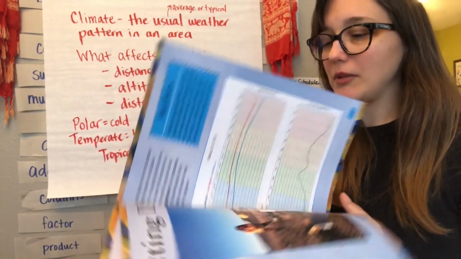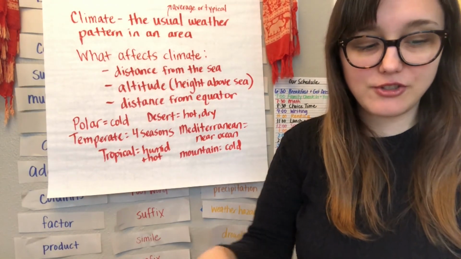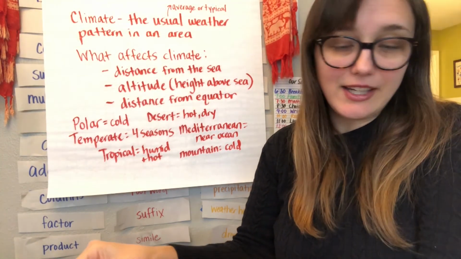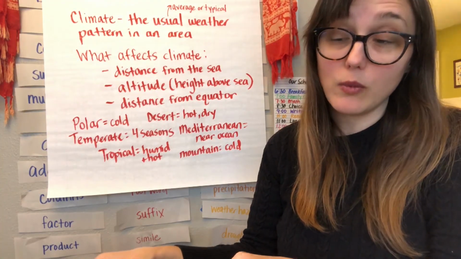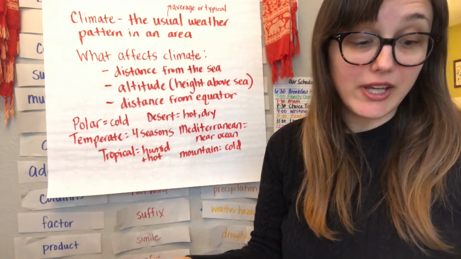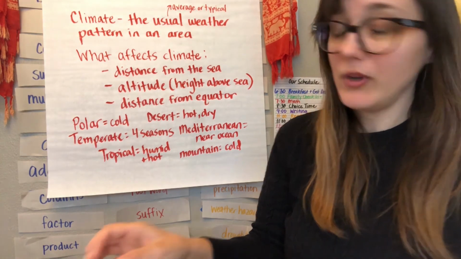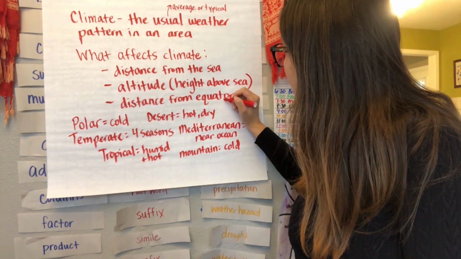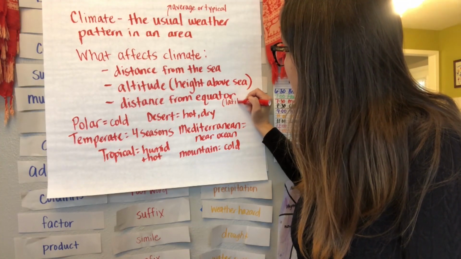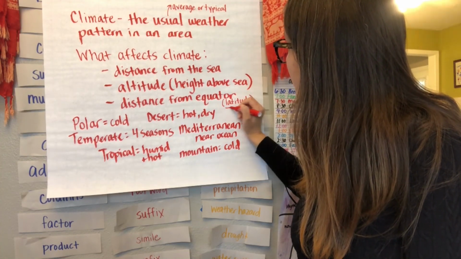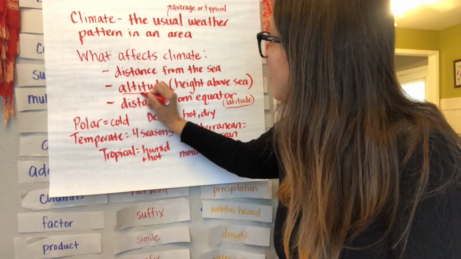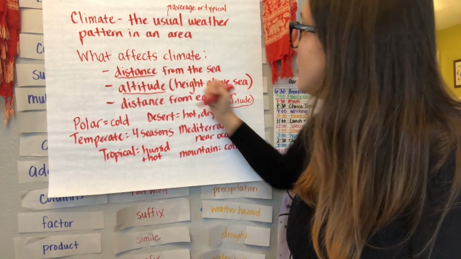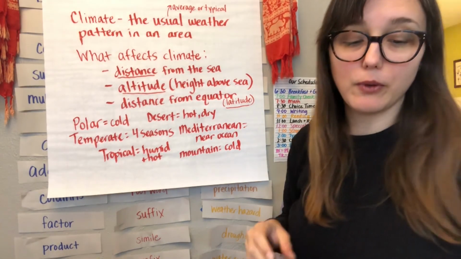So because of that, I want us to look at some climographs and see if they make sense based on what we have figured out and what we have read. So you might add here latitude. That's a good vocabulary word to remember. We have altitude, or height above sea level, and we have distance from the sea. So those are the things that we're looking for.